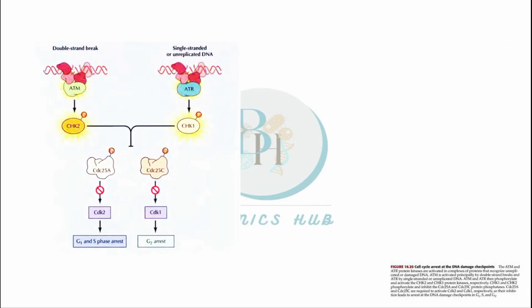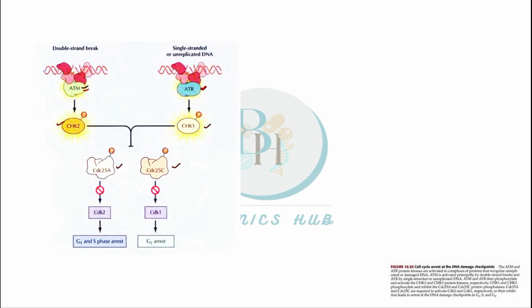We can see here when there is a double-stranded break, there is formation of ATM. When there is a single-stranded break or unreplicated DNA, there is synthesis of ATR, so these two proteins are activated. ATM activates CHK2, ATR activates CHK1. The CHK2 and CHK1 inhibit CDC25A or CDC25C.